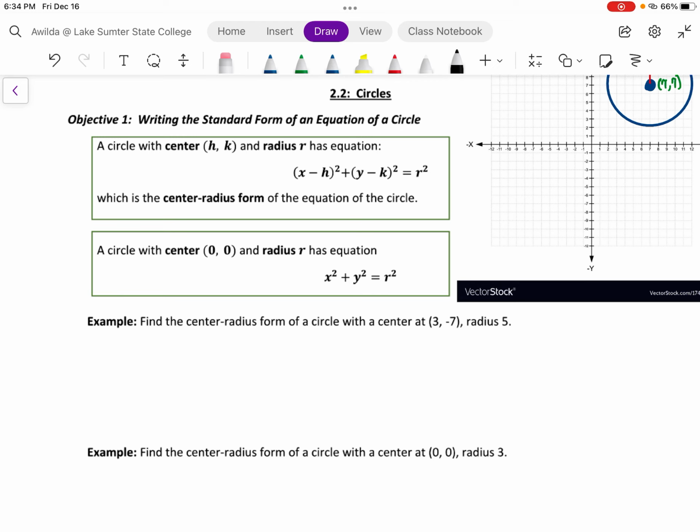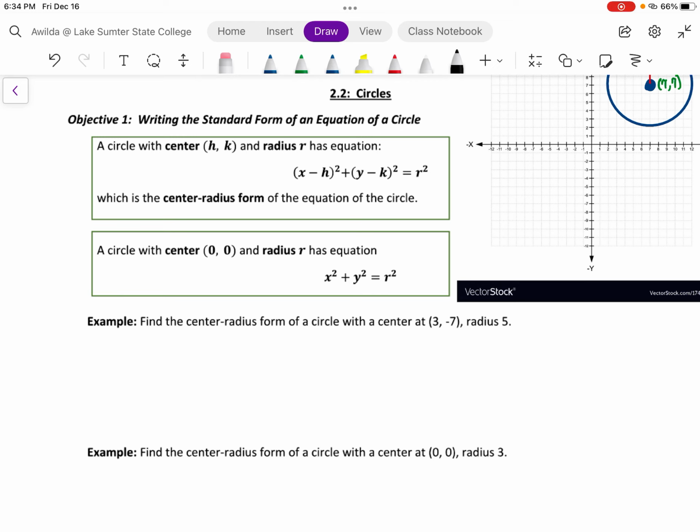The equation of a circle that has its center at the ordered pair h, k, and that has radius equal to r, has the following equation. X minus h quantity squared plus y minus k quantity squared is equal to r squared. This equation is actually the distance formula.